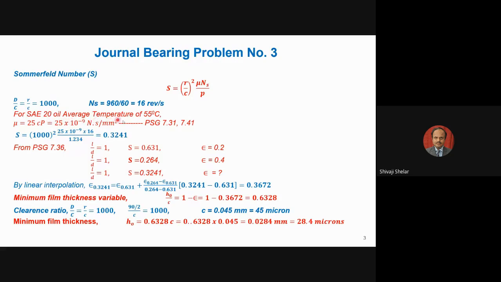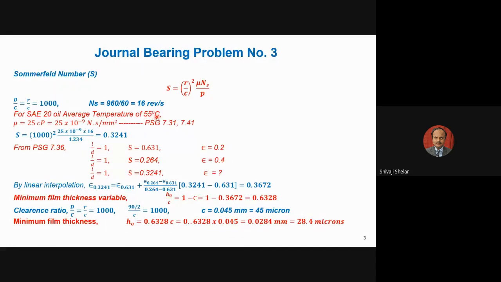So if you take the average temperature of oil around 55 degrees Celsius, the viscosity value is around 25 centipoise. There is a chart available. I have not scanned that chart. In the next lecture, I will show that chart also, how this 25 centipoise is coming there.